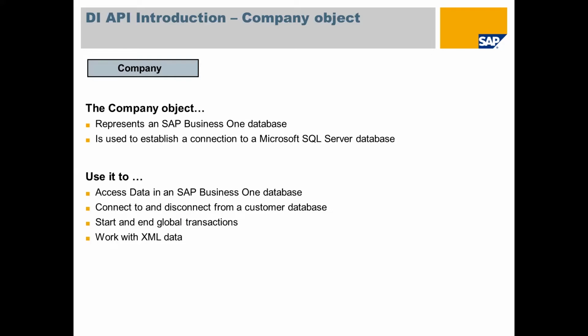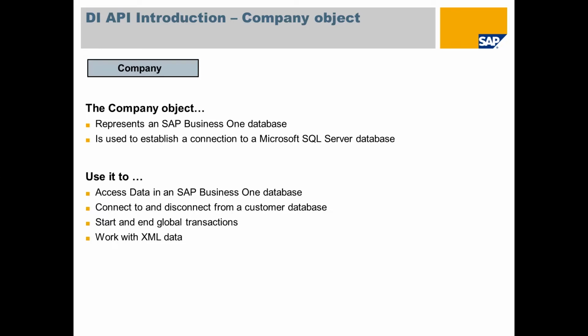When you have established a connection, you can access the data in the corresponding SAP-BIS1 database from the company object. Using the corresponding method of the company object, you can also create logical units of work or global transactions, which span more than one business object. Moreover, the company object provides methods to extract a business object. You can find more information about the components of the company object in the help file.